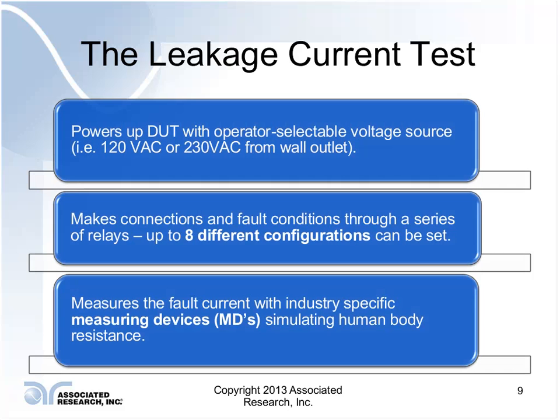So for a leakage test, we're going to power up the DUT with an operator selectable voltage source. I mean, obviously you're going to need some kind of source to power up your device under test, which I'm going to call a DUT here, so that you can get these readings. So we're going to make these connections and fault conditions through a series of relays, and technically if you're talking about 3 different fault conditions, a polarity reversal, an opening of the neutral, and an opening of the ground, you have 8 different possible combinations.